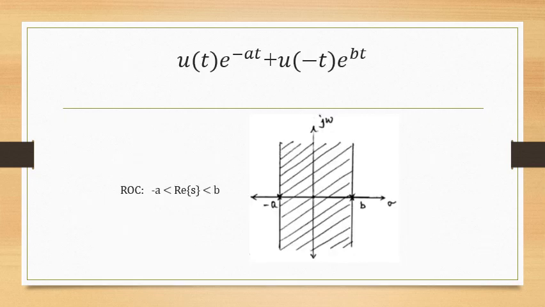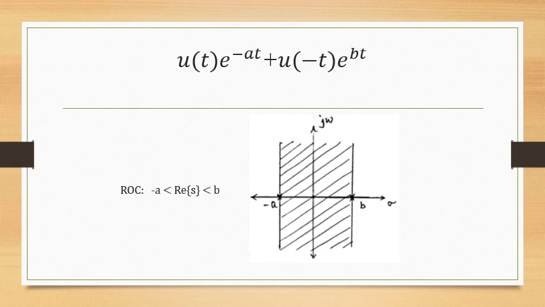Let us add these two signals, that is e raised to minus at u of t plus e raised to bt u of minus t. Now f of t is a two-sided signal, that is, one signal is a right-sided signal and the second signal is a left-sided signal. Then what will be the ROC?